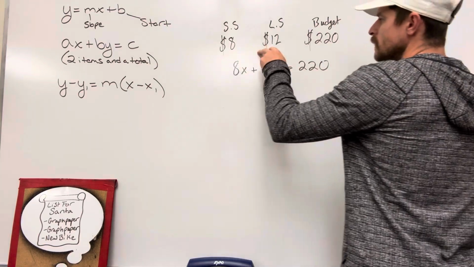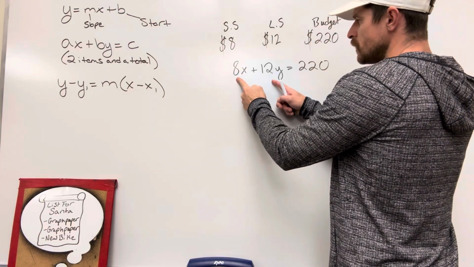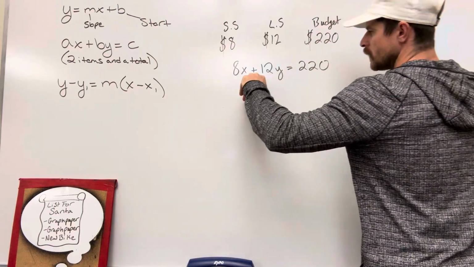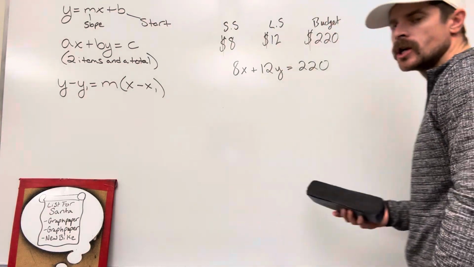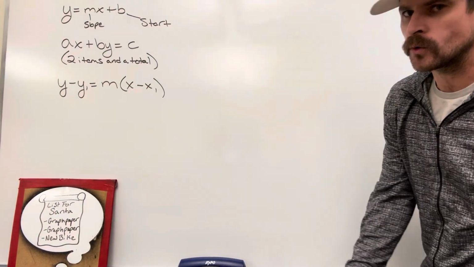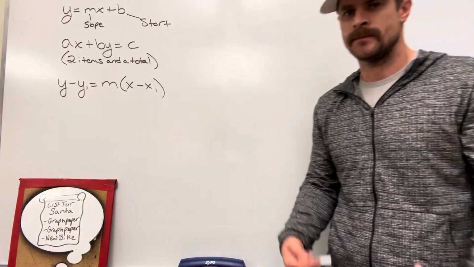I was given 2 items and a total. Immediately, my brain goes to standard form equation. I plug in the information for the 2 different items. I put the total on the other side of the equal sign, and we are good to go. Now, when it comes to point slope form, you're not going to be given a starting point. You're just going to be given a random piece of information.